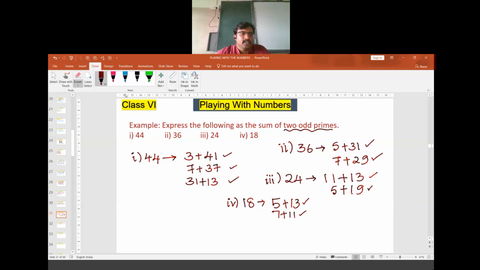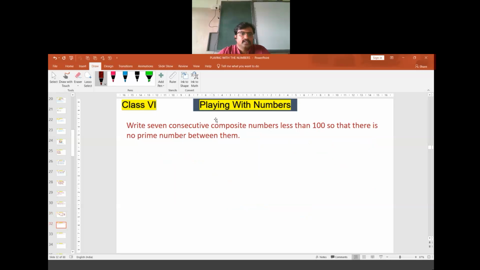Now let me take another question. Write 7 consecutive composite numbers less than 100 so that there is no prime number between them. Between them, there should not be any prime number.